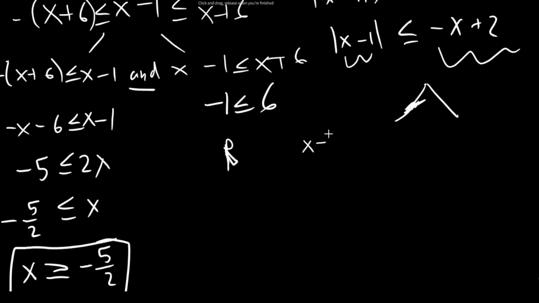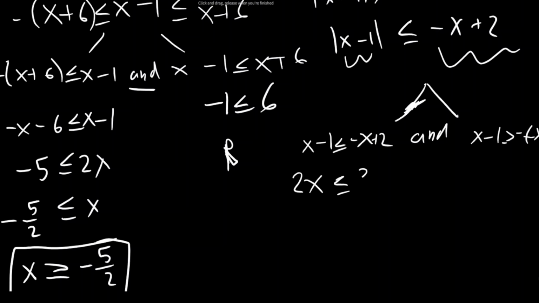So we can write this. Actually, I'm just going to split it up beforehand because we're going to split it up anyway. So this is both less than or equal to minus x plus 2, and it's greater than or equal to the negative of minus x plus 2. That's a bit weird. Okay, so we can add the x and add the 1. So add the 1, 3.